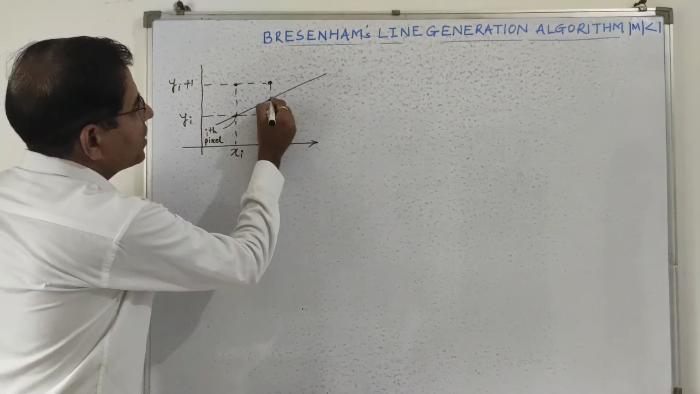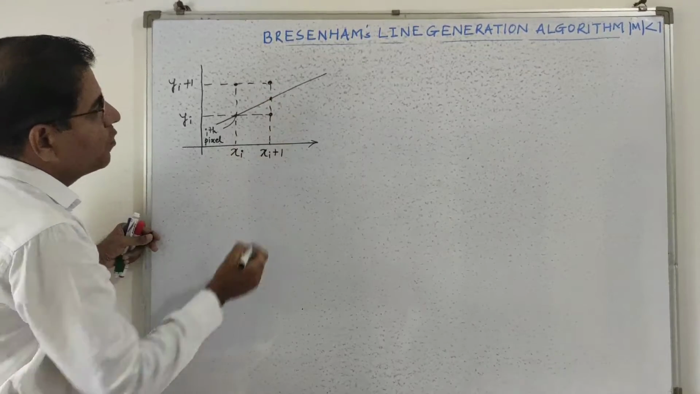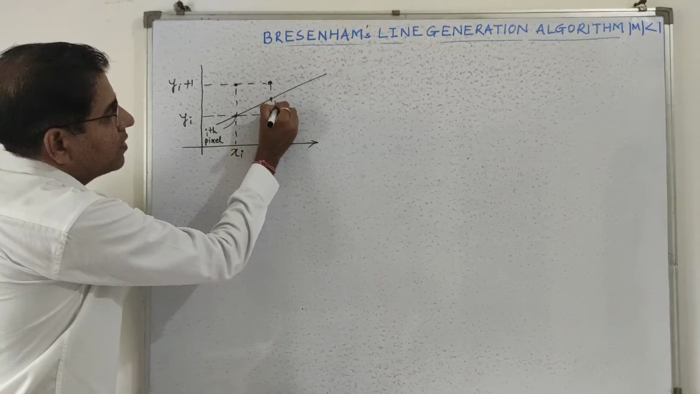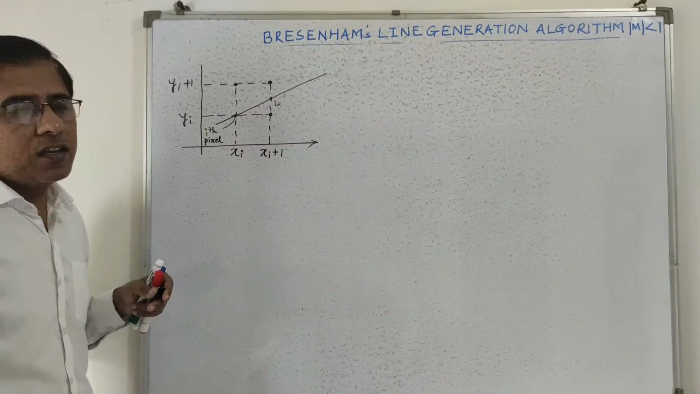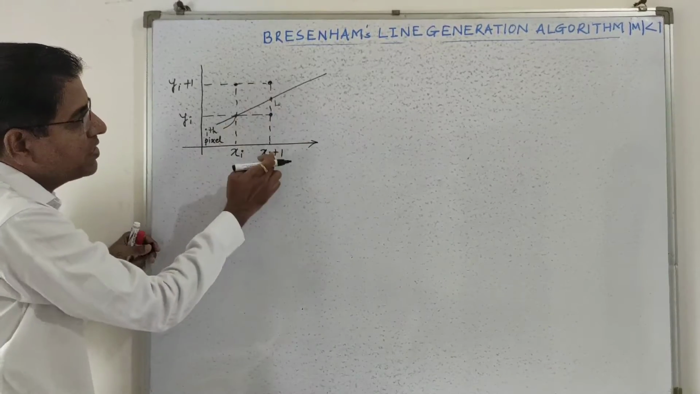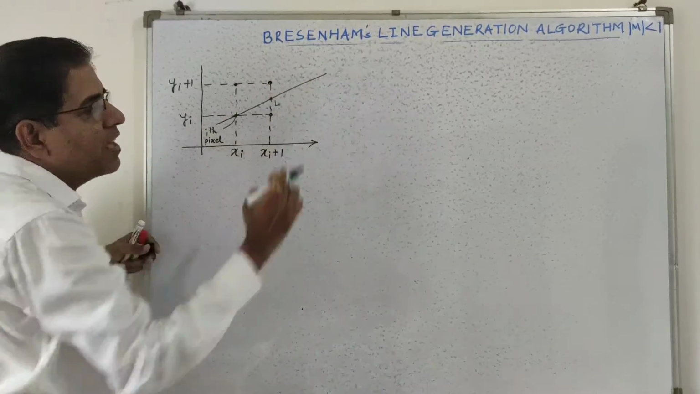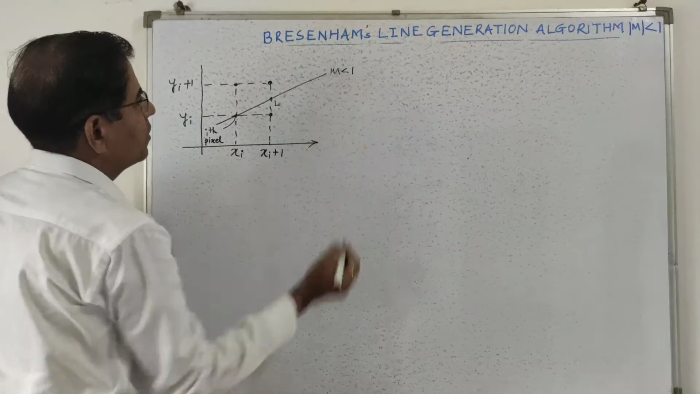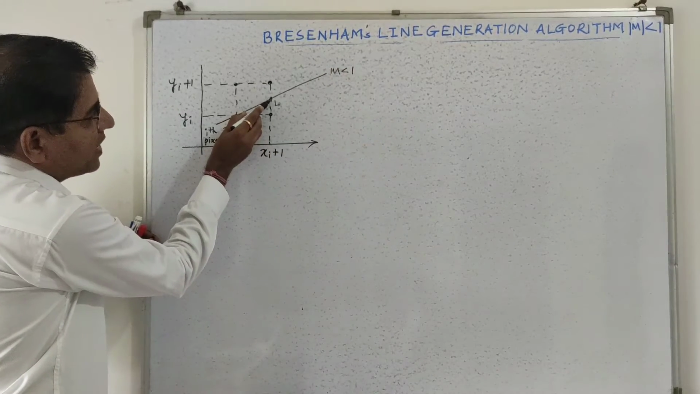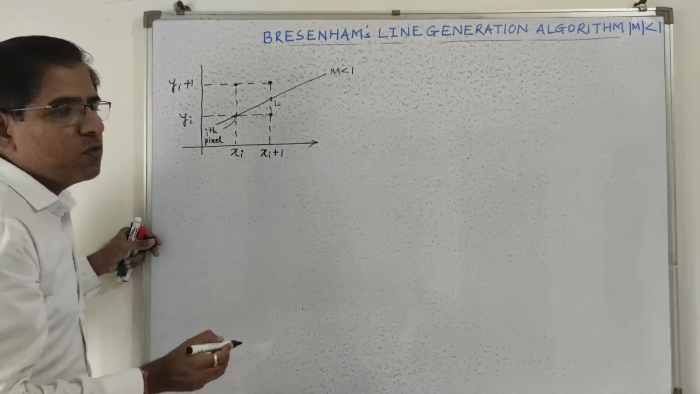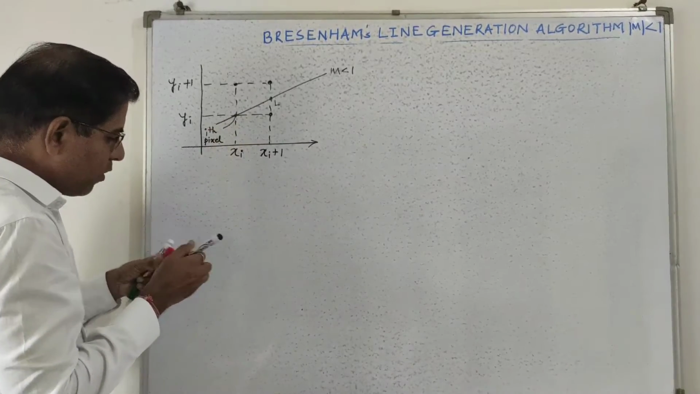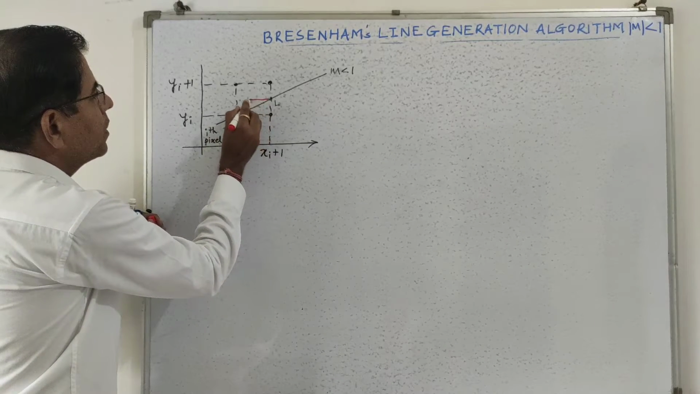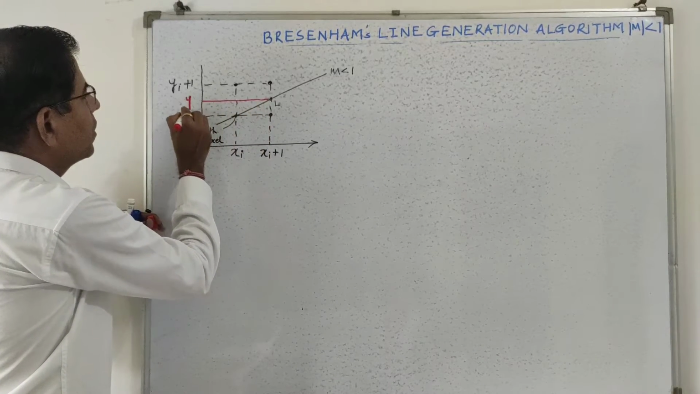Now this line intersects this vertical line at point L. So this point L is the intersection of the vertical line and the actual line. This is slope less than 1. Now the x coordinate of L is xi plus 1. Let the y coordinate of this point L be y.